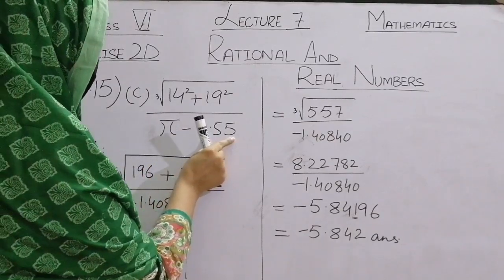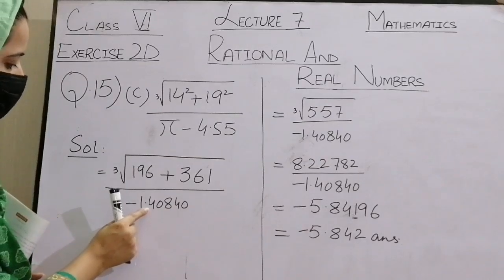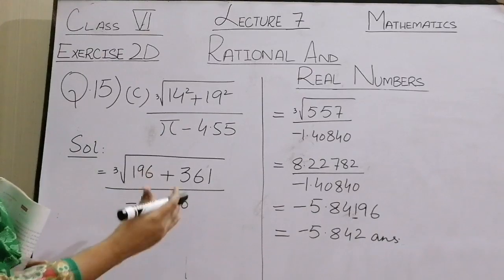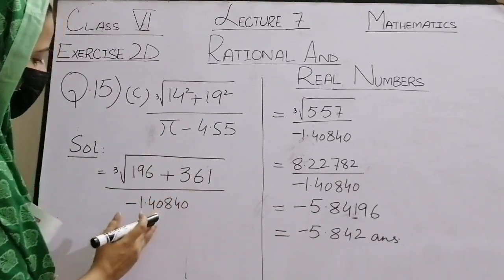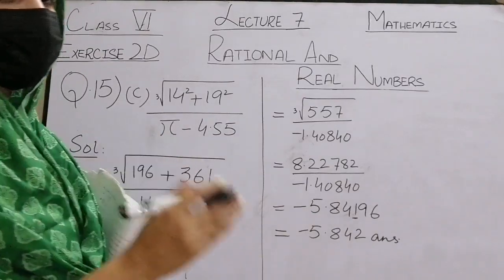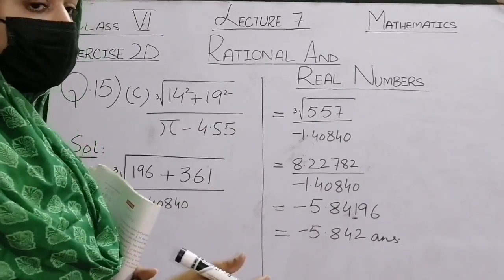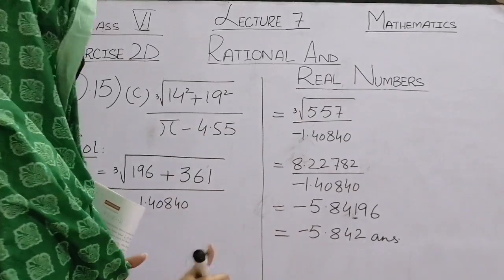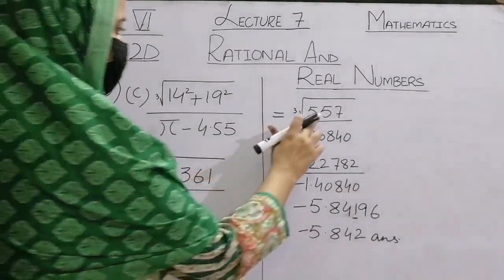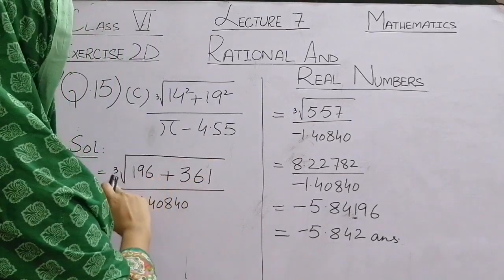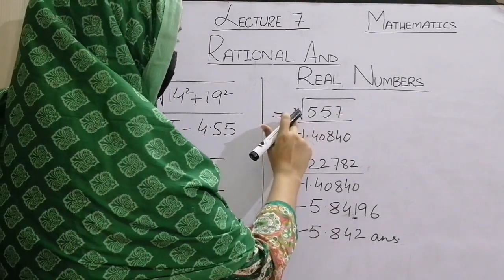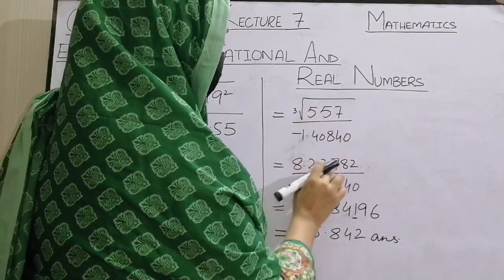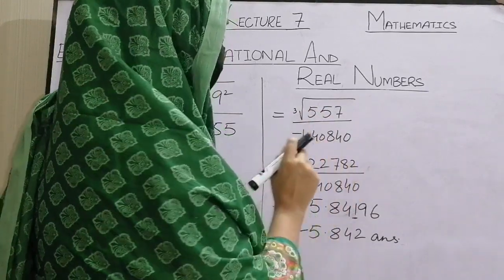Minus 4.55. The answer is minus 1.40840. There are so many numbers on the calculator after the decimal. I have written a few of them because we have to correct the answer up to 3 decimal places. So 1, 2, 3, 4, 5 numbers are enough. Add these up. 557. Take the cube root of 557 as it's a cube root present here. 8.22782 is the cube root of 557.